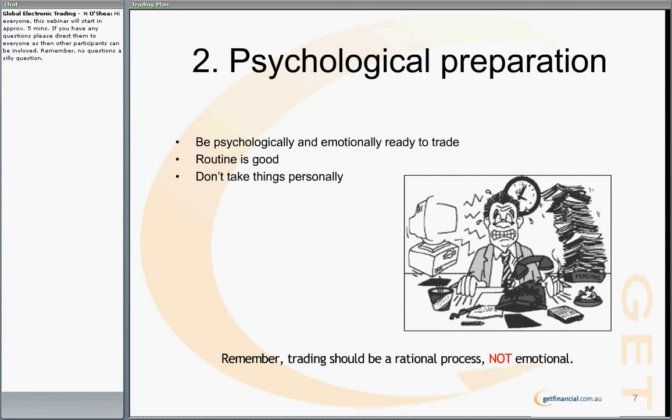Don't take anything personally. Okay? While trading, remember not to do this. If a position moves in your favour, don't get overexcited or greedy for your profits. If a position moves against you, don't get overly distressed or fearful of the market. Your trading plan should already have catered for this situation.